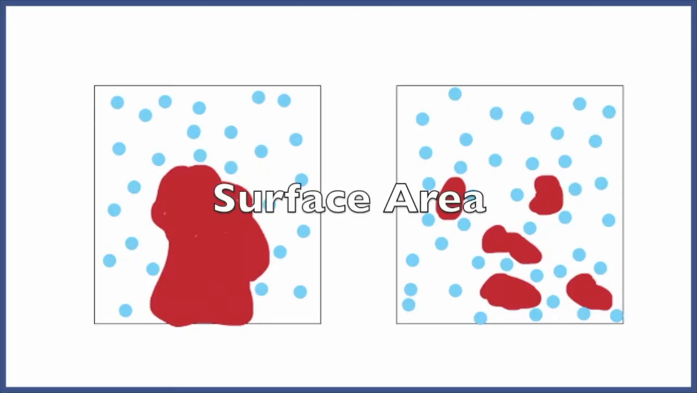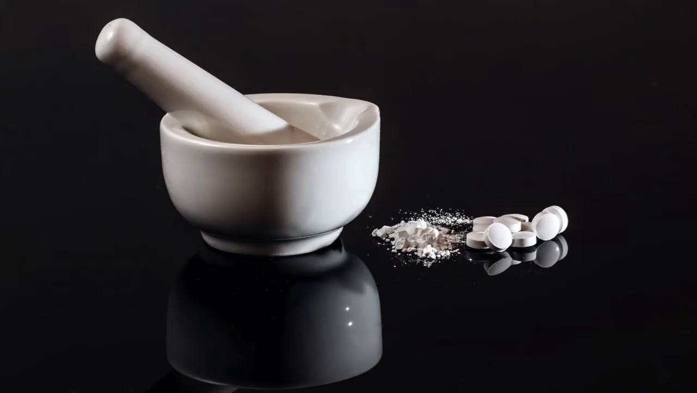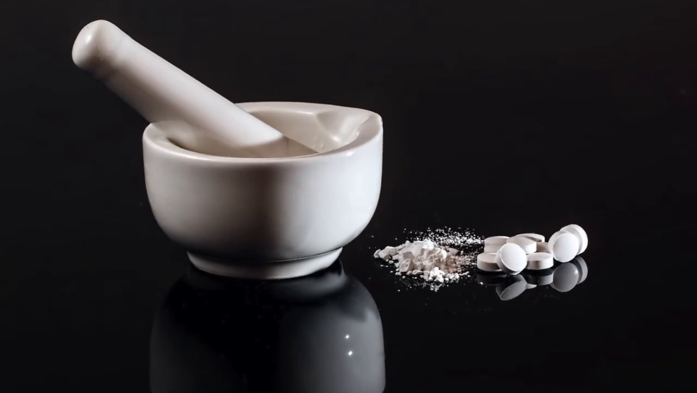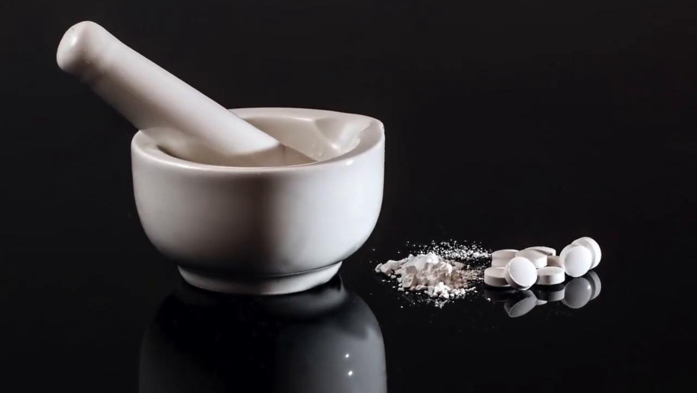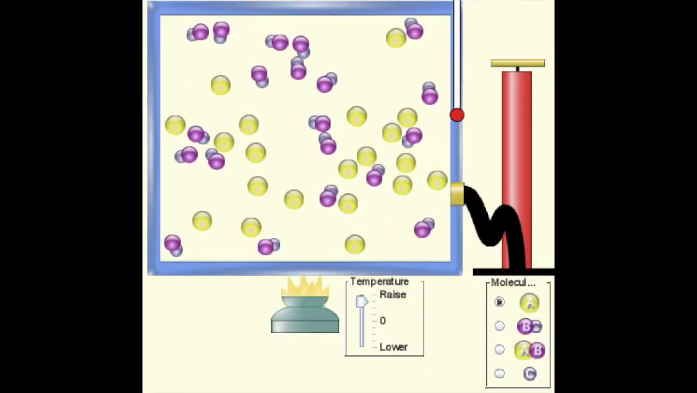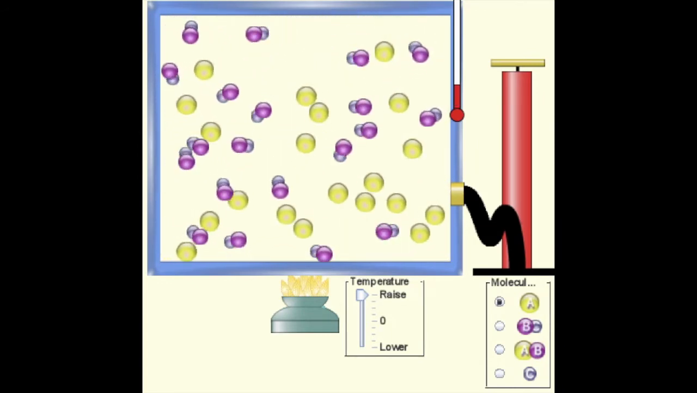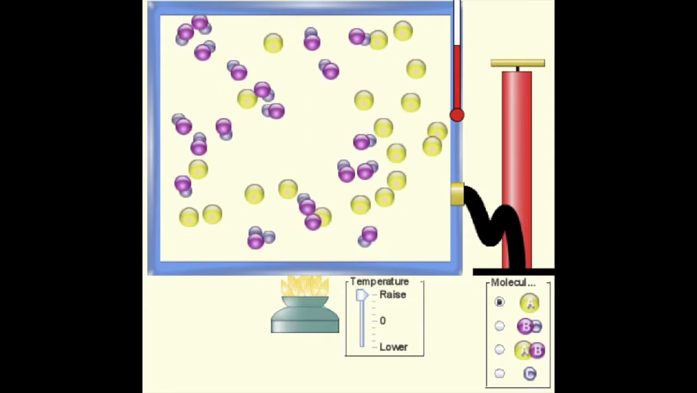We can also change the surface area by grinding our reactants up. And the more you grind up the particles, the greater the amount of surface area that you will have. And the more surface area you have, the more molecules are going to be able to make contact with other molecules and react. We can also increase the temperature, and as we do, we increase the average kinetic energy. The molecules will be moving faster, and more collisions are going to happen, and this will increase the reaction rate.